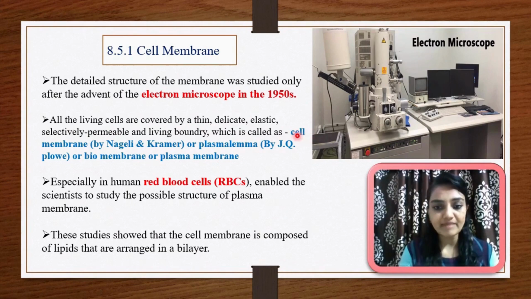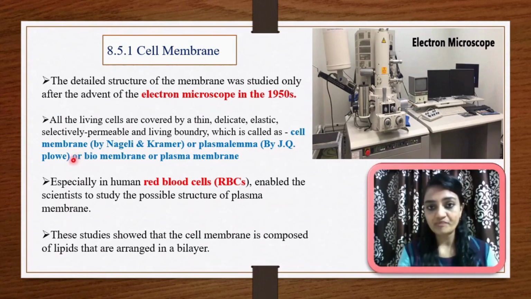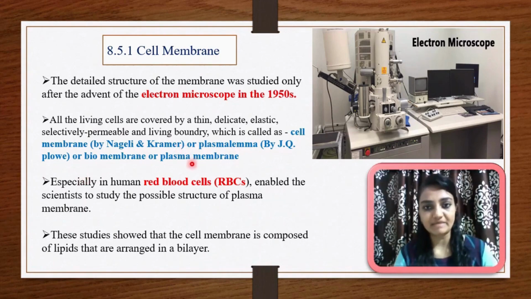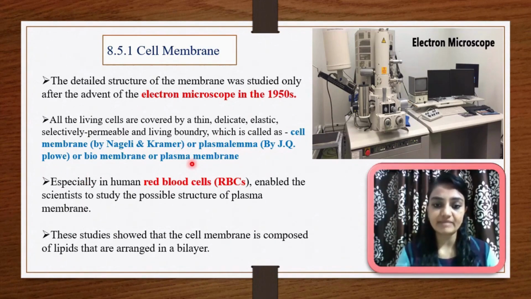The name cell membrane was given by Nageli and Kramer. The same structure was called plasmalemma by another scientist, J.Q. Plowe. So two names were given at that time: cell membrane by Nageli and Kramer, and plasmalemma by J.Q. Plowe. Many other names are also there. We can say cell membrane, plasmalemma, biomembrane, or plasma membrane. These are all synonyms of the cell membrane.